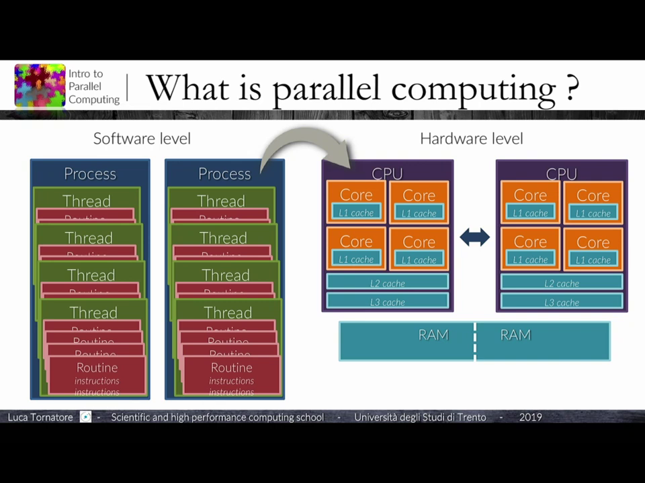So this is just a pictorial view. You have processes, say a process, you have threads. Each thread has routines, and they live in CPUs that are many cores with private caches, and they access some RAM that is either on the same board or over the network.